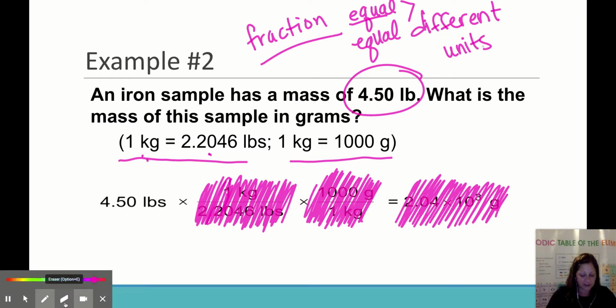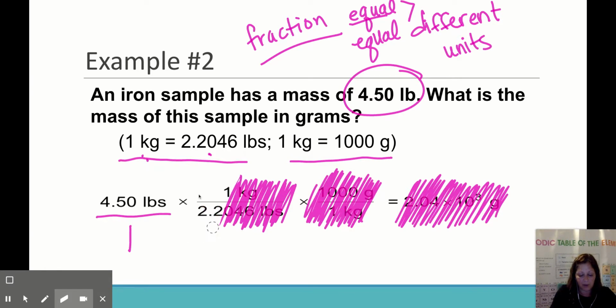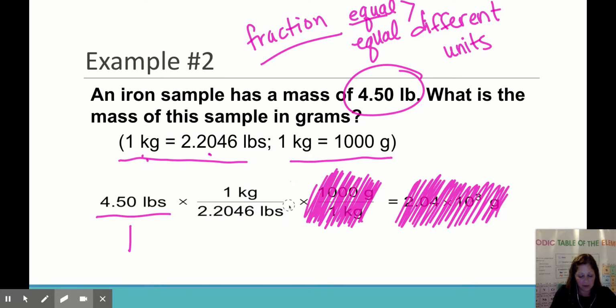So for my first conversion factor here, again, I want to put this over 1 to make it a fraction. And then I want to multiply by kilograms over pounds, because that will allow me to cancel out the pounds. Now, if I were to do this math, my answer would come out in kilograms. So now my unit is kilograms. Now I need to multiply by 1,000 grams. Oops, that's 1,000.